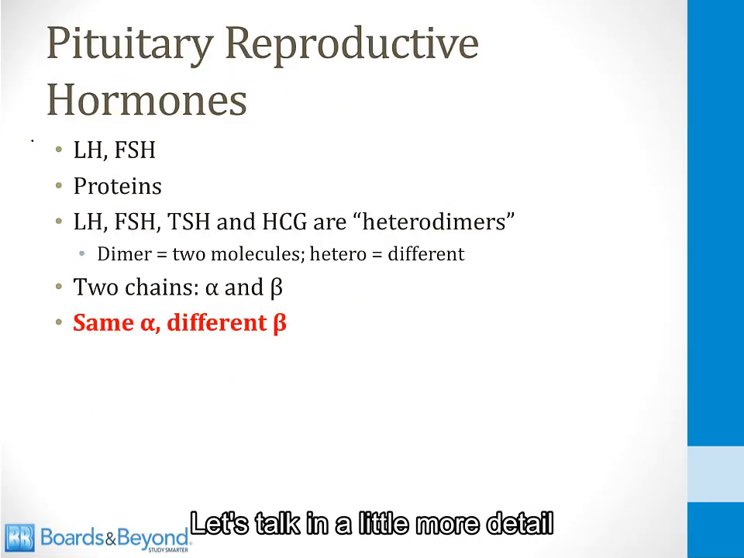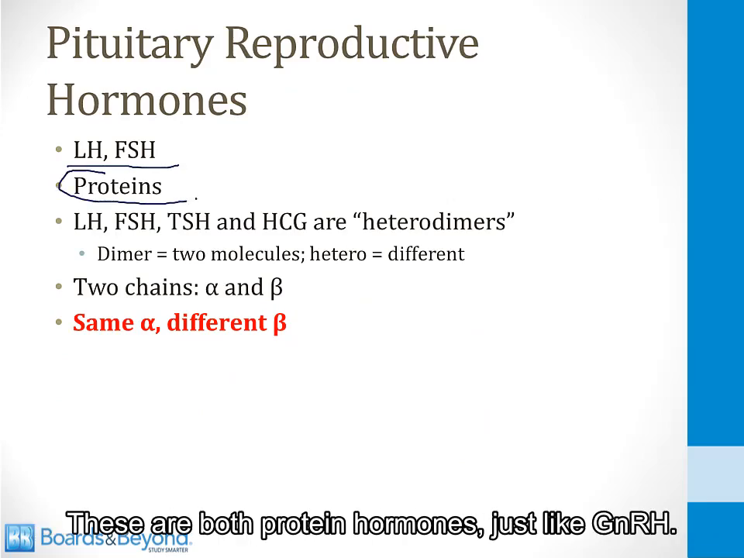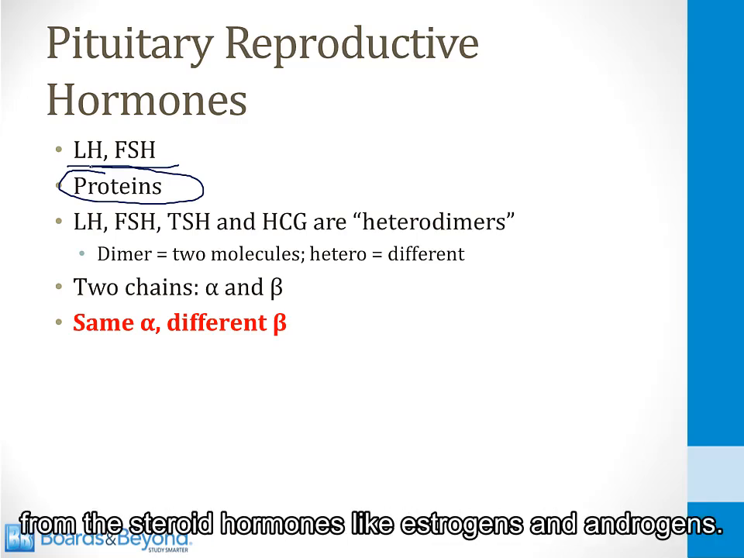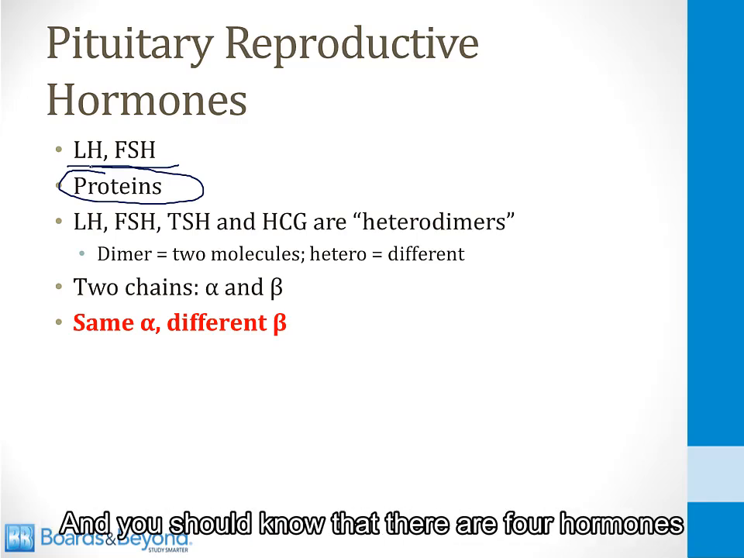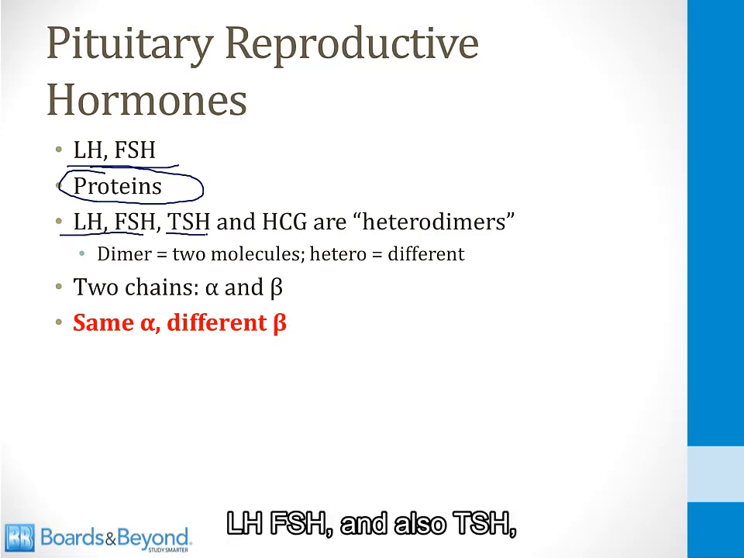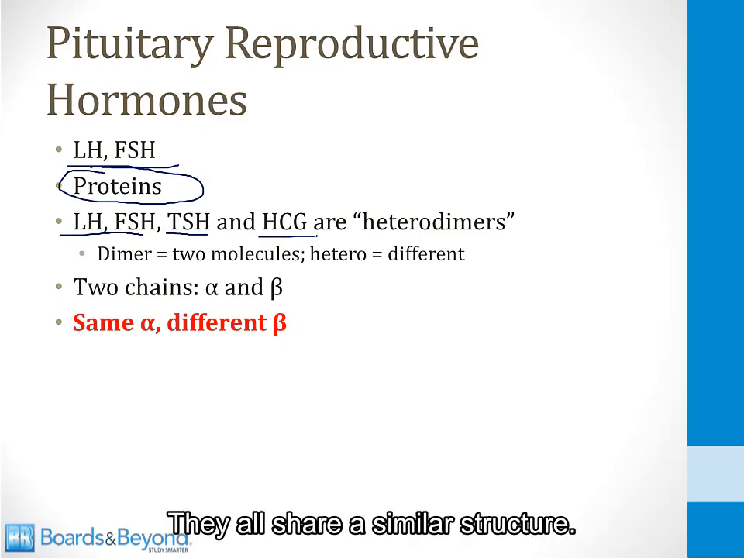Let's talk in a little more detail about the pituitary reproductive hormones LH and FSH. These are both protein hormones, just like GnRH. They have a very different structure from the steroid hormones like estrogens and androgens. And you should know that there are 4 hormones in the human body that share a very similar structure: LH, FSH, and also TSH, which is important for the thyroid gland, and HCG, which is important in pregnancy. They all share a similar structure.